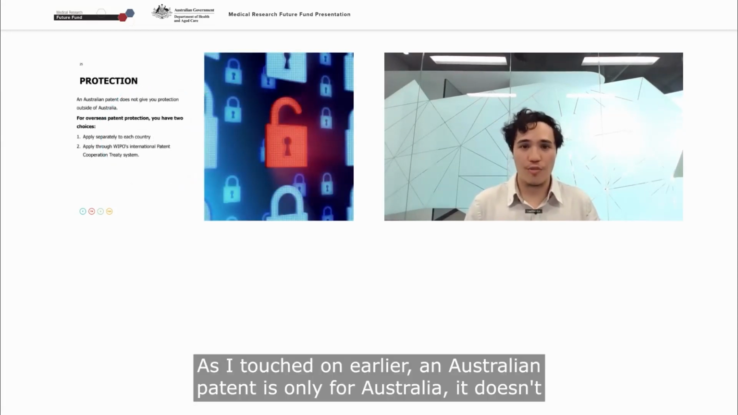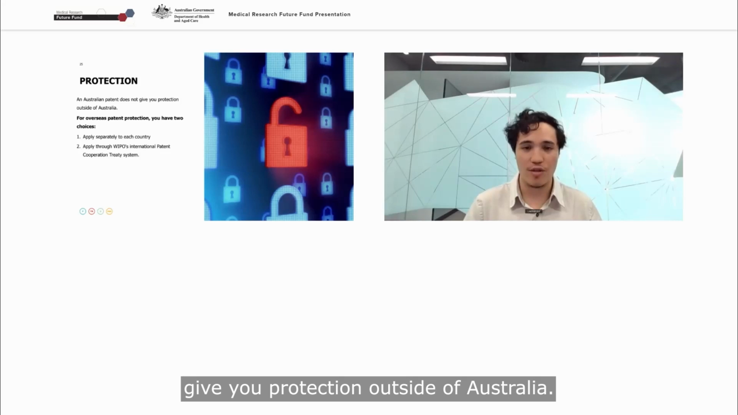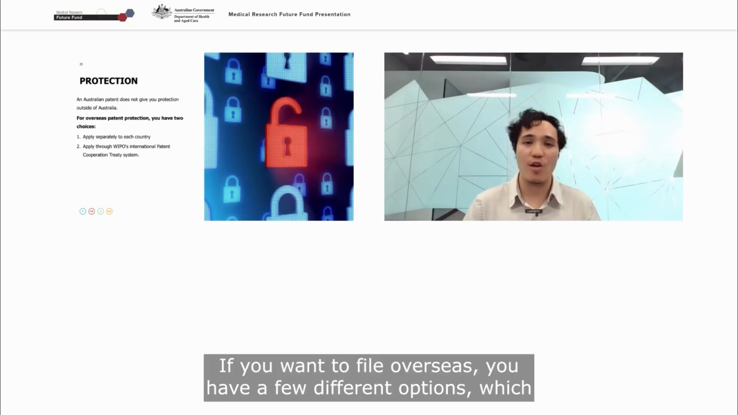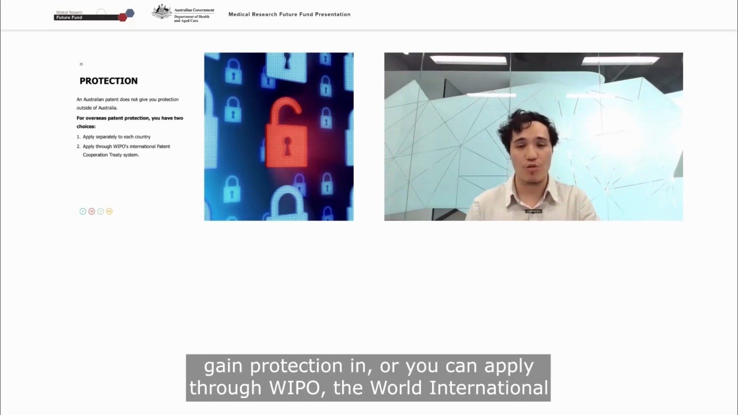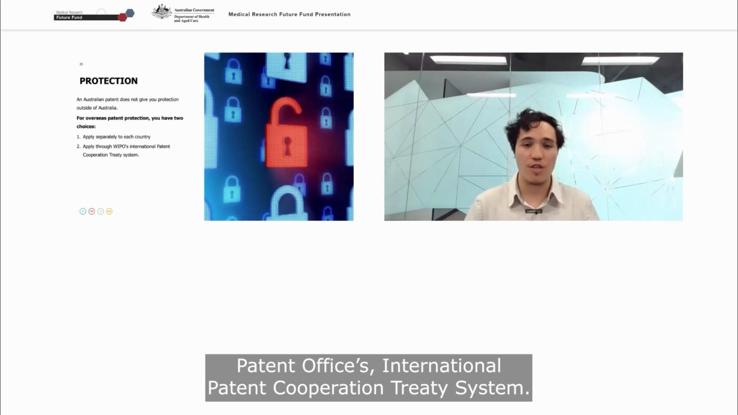As I touched on earlier, an Australian patent is only for Australia. It doesn't give you protection outside of Australia. If you want to file overseas, you have a few different options: you can either file individually to each country that you want to gain protection in, or you can apply through WIPO, the World Intellectual Property Organization's International Patent Cooperation Treaty System.